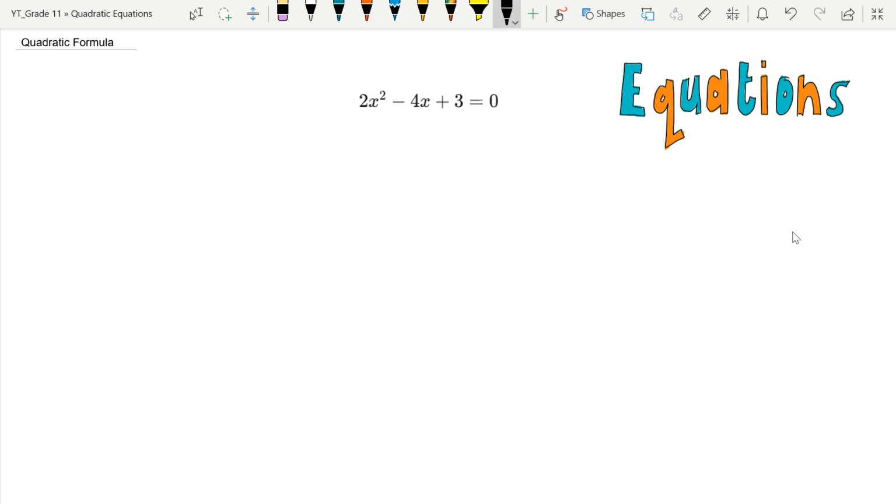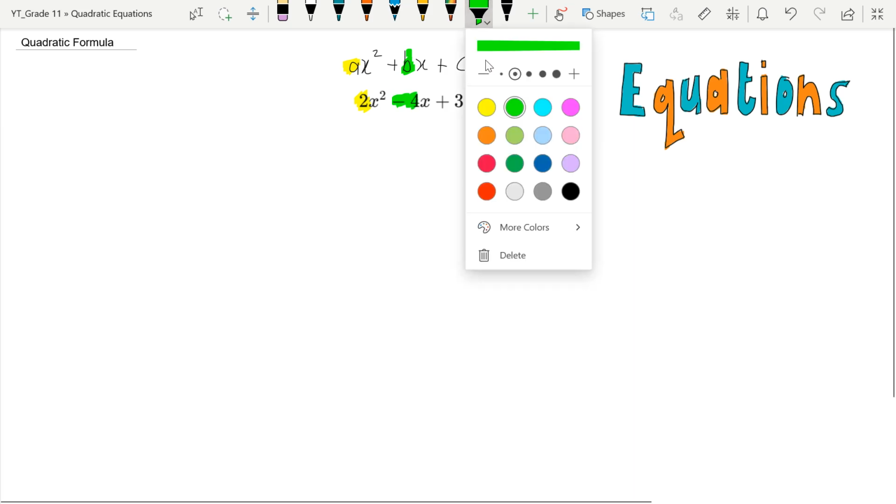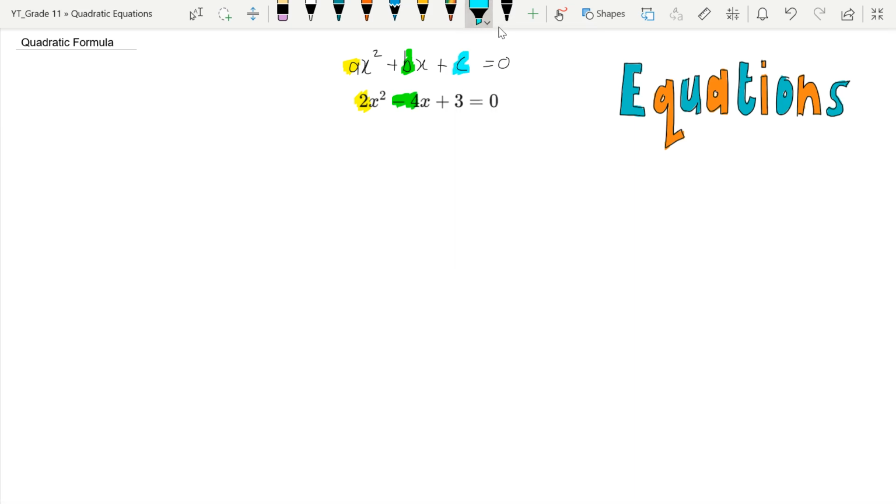Let's do this example together. This is in standard form. What do I mean by that? We have our ax squared minus bx plus c equal to 0. So we've got our a value, we've got our b value, and we've got our c value. There we go. If it's not in standard form, you just put it into that standard form. So we've got our a is 2, our b is -4, and our c is equal to 3.